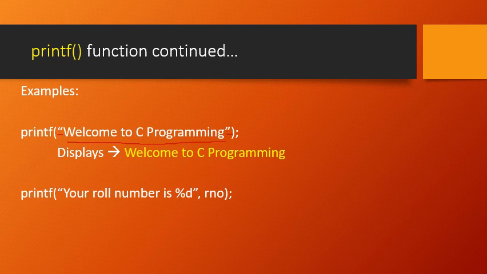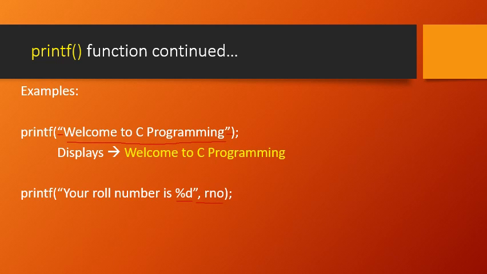Now the second example. It contains one more additional part: after the double quote is completed, there is a comma and then RNO. RNO is roll number. Within the double quotes, it has your roll number is, and then there is something called %d. If you recall, this %d is a format specifier.